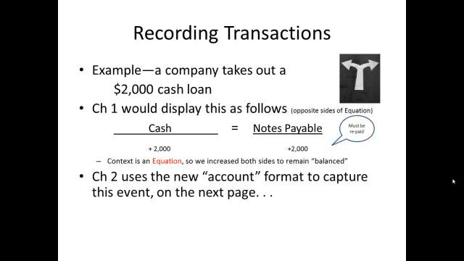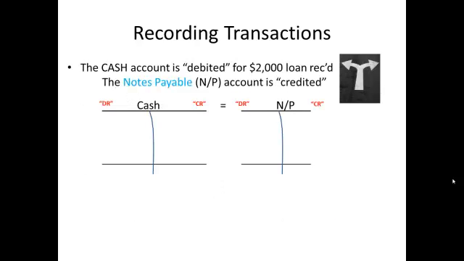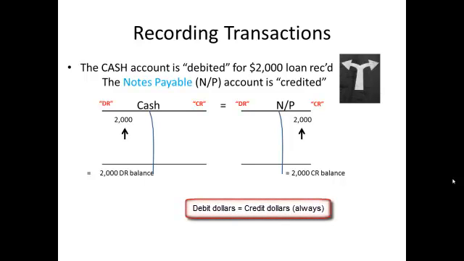Now, Chapter 2 uses the new account format to capture this event, which we'll look at on the next page. The same information is transferred to the account. So the cash account is debited for the $2,000 loan, and the notes payable account is credited for the $2,000 loan. Why the difference in treatment? On the left-hand side, in the asset cash account, we chose the left-hand side of the account. Notes payable on the right-hand side, we chose the right-hand side of the account to show increases. Each account here is increasing. If there are no other transactions, we say that the cash has a $2,000 debit balance, and the notes payable has a $2,000 credit balance. These are both considered positive balances. Both accounts have increased, different sides of the equation, different sides of the account, left side, right side.